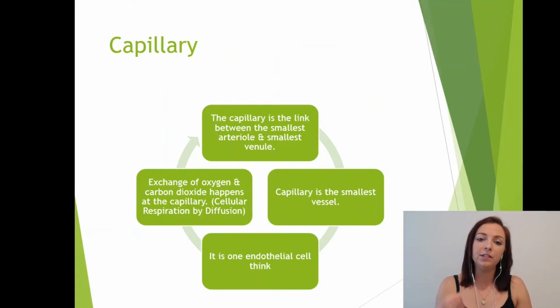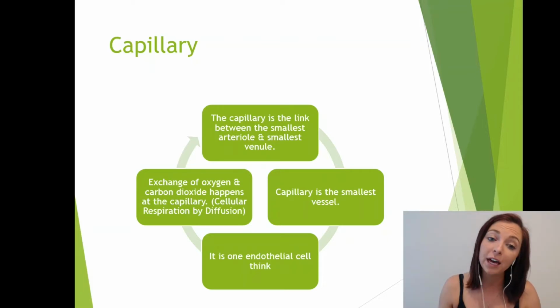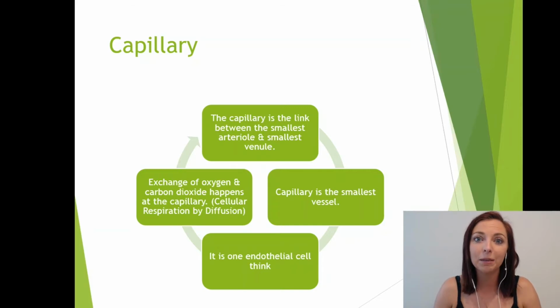We spoke about this, but these are a nice way to describe a capillary. A capillary is the link between the smallest arteriole and smallest venule. Tick, we already knew that. What happens at the capillary stage? So it's the exchange of oxygen and carbon dioxide, which is what I spoke about a while ago.